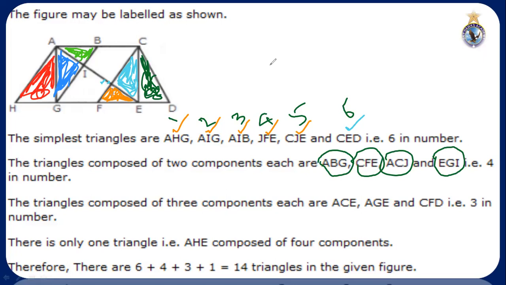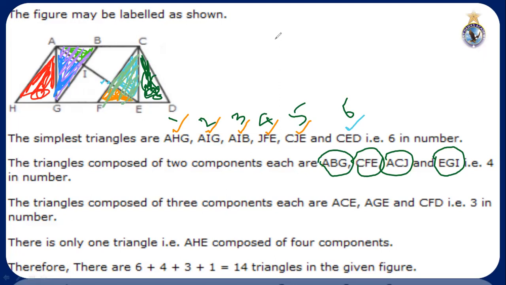ABG. Now look at this ABG. This one is the whole triangle ABG. Where is ABG? This one. This is the whole ABG. Can you see this color? ABG. Yes. Then CFE. Where is CFE? This one, CFE. This one whole.